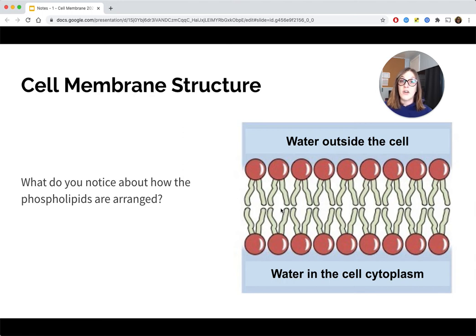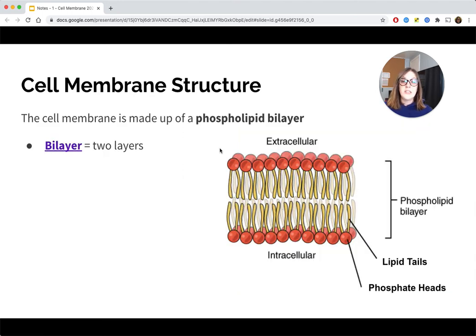And in fact, there are two layers. So the cell membrane is called a phospholipid bilayer. The prefix bi means two, and layer refers to the fact that there are two layers of these molecules. So they're arranged so that the tails are facing each other and the balloon heads are sticking out towards water.